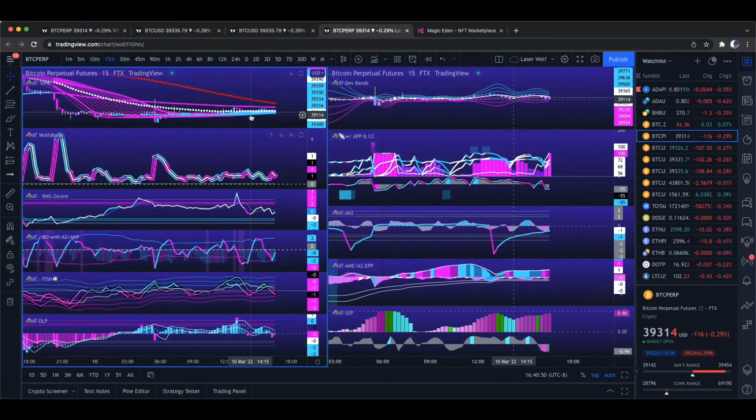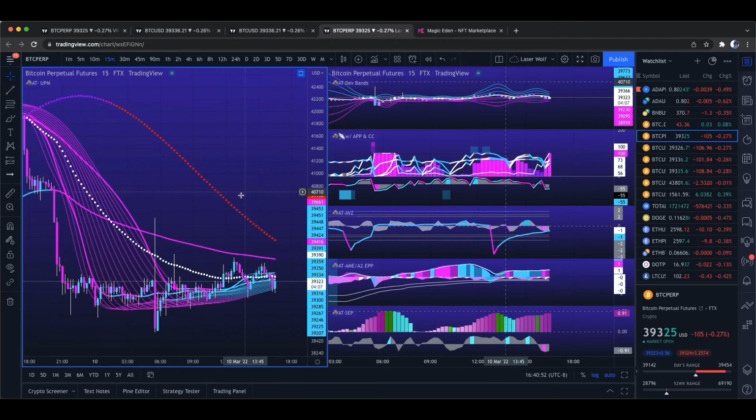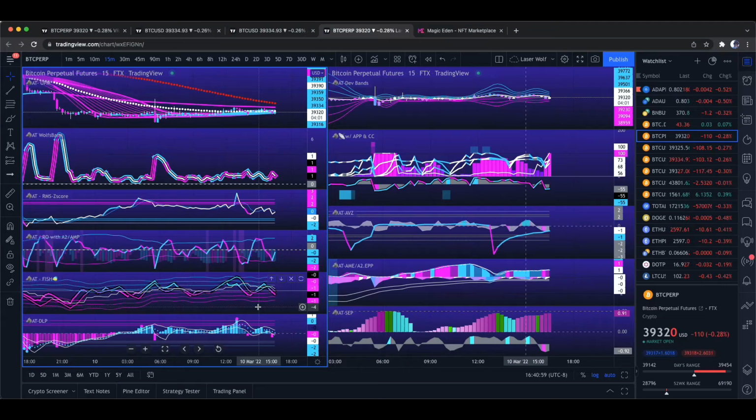Oh, let's see here on the 15. There's some weak bull div on the 15. A little bit of weak bull, only on the returns oscillator. Yep, only on the returns oscillator. Let me see. Yeah, see, I'm not doing anything right now.